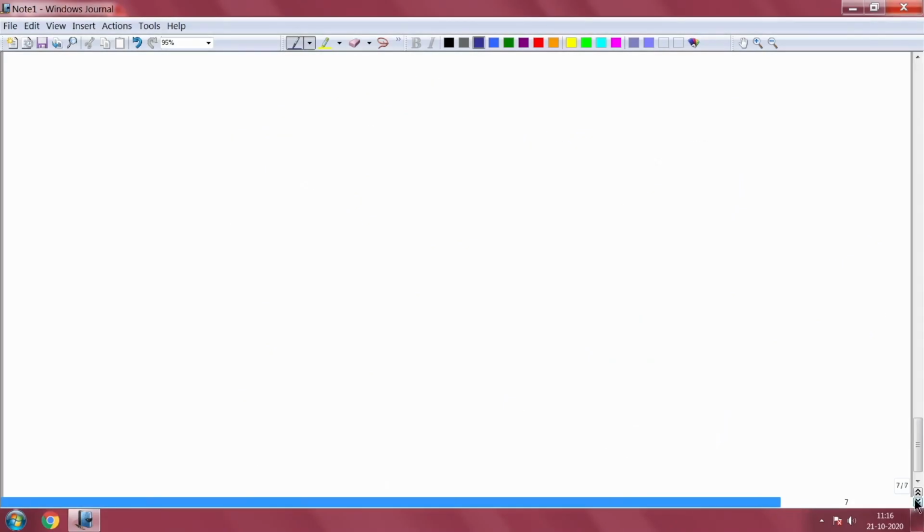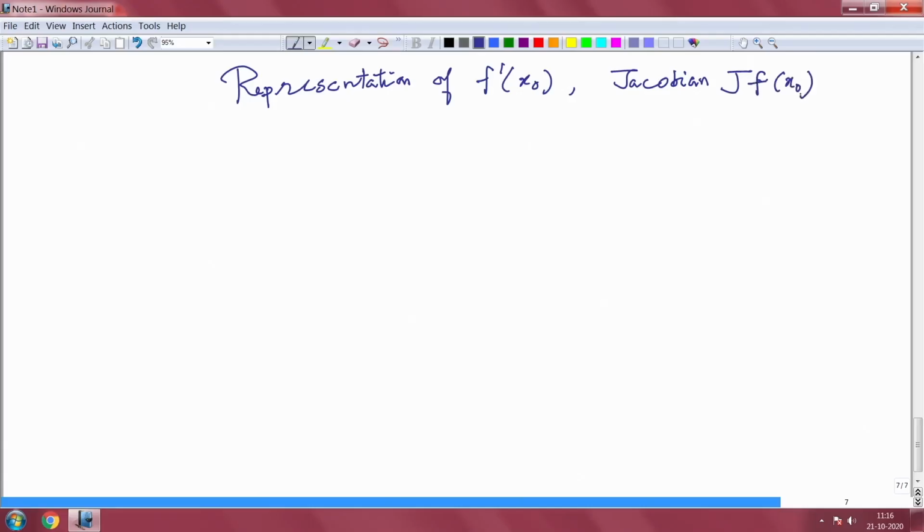Now I want to give a representation quickly before coming to the theorem. The representation of f prime of x naught is also called the Jacobian, which you use. I want to make a distinction here; I will call it the Jacobian of f at x naught.